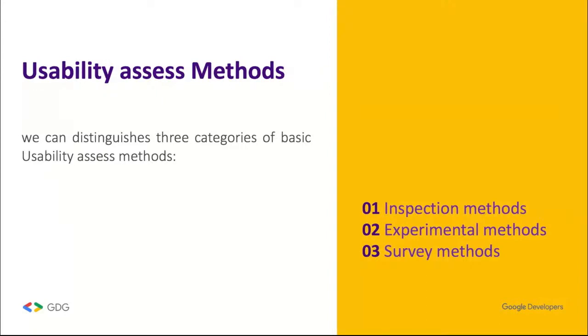Usability assessment methods. Here we can distinguish three categories of basic usability assessment methods. The first one is inspection methods. The second one is experimental methods. The third one is survey methods. I think that you can also take notes of all this information. Maybe it's new for you, but we are using this, and I am going to explain how we did these methods: inspection, experimental, and surveys.